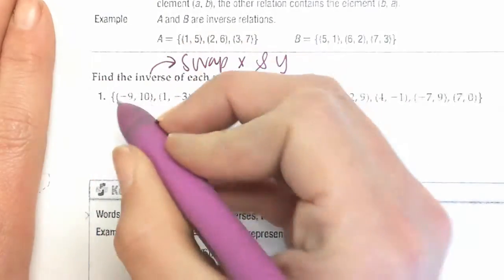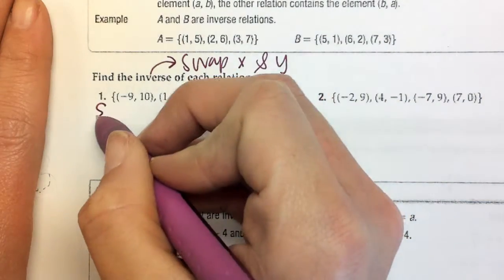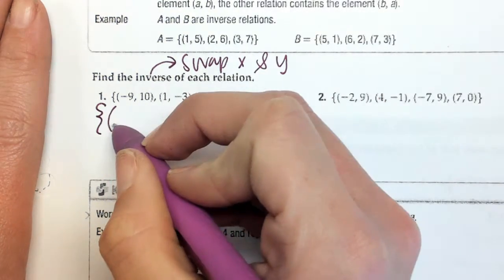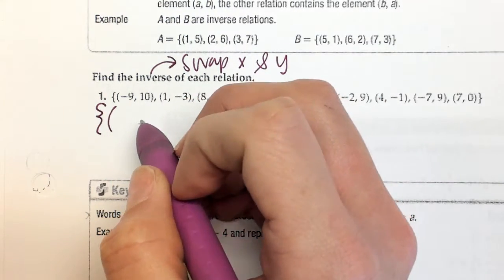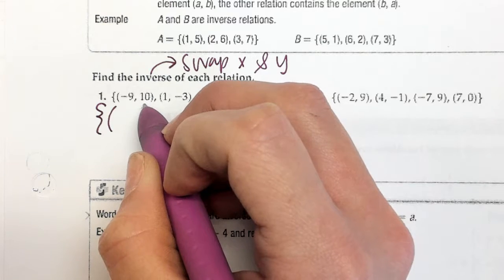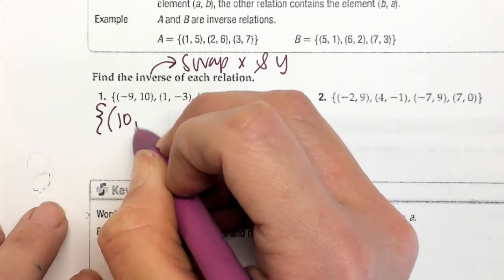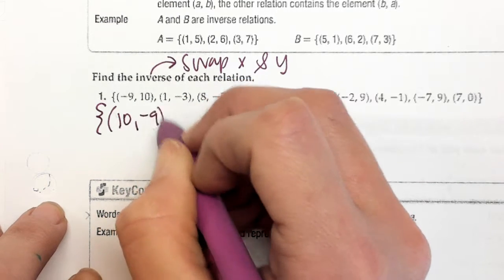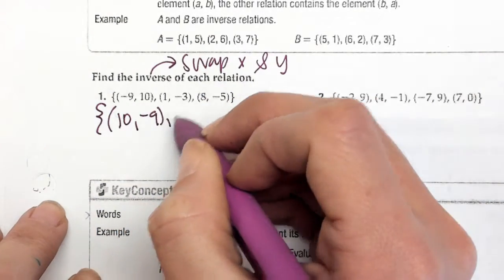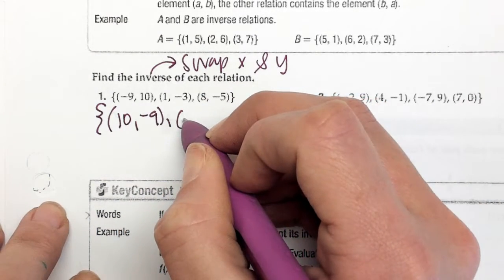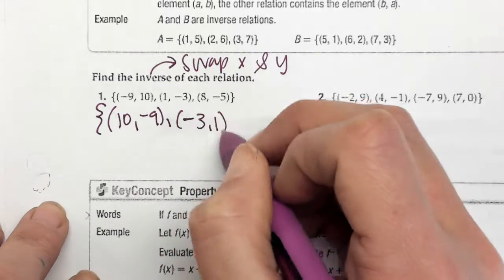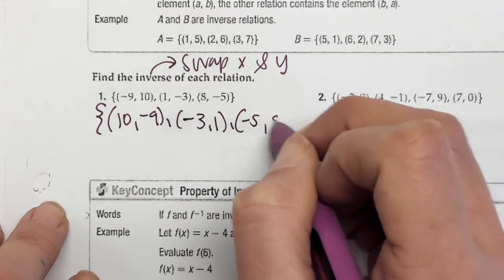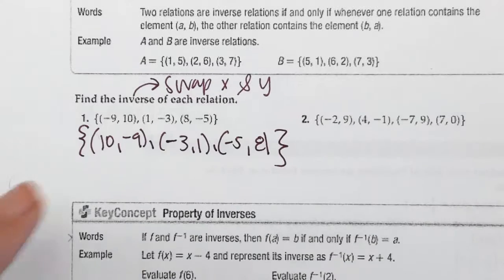So for example, this first coordinate point, what's my x? T. So that will become my, or excuse me, what's my y on this one? 10. That will become my x. And your y will become -9. You just swap them. That's all. So the next one would be, and the next one? That's it. That's how you find the inverse of a relation. You just swap x and y. That simple. Just don't forget it. That's what people forget, because it's so simple.